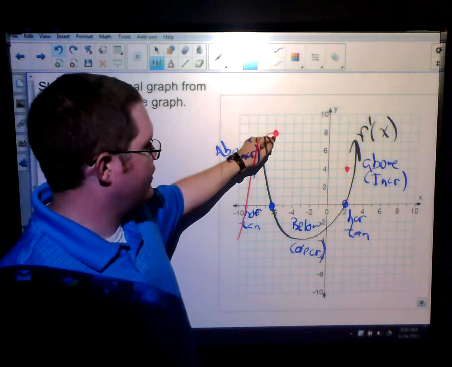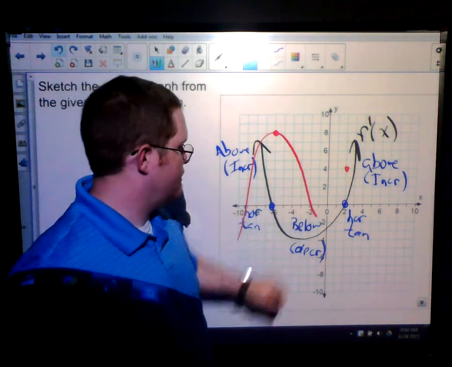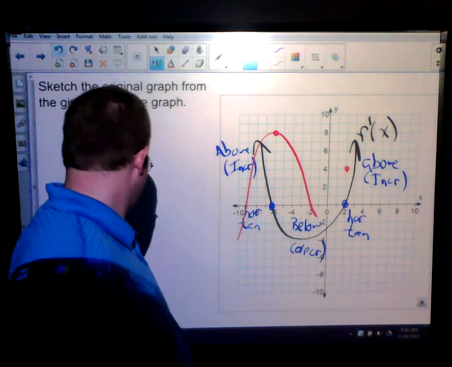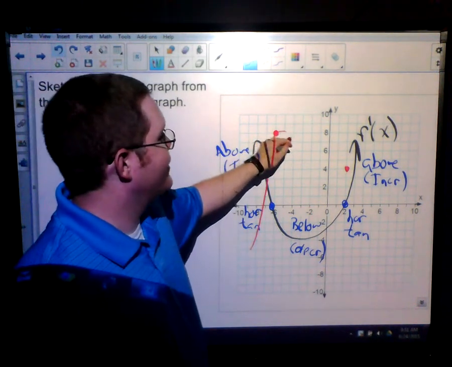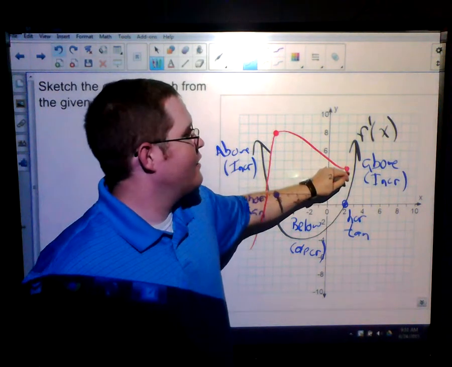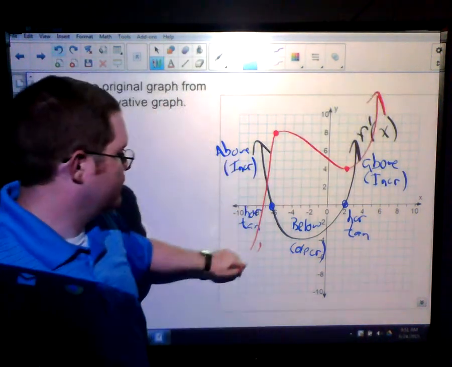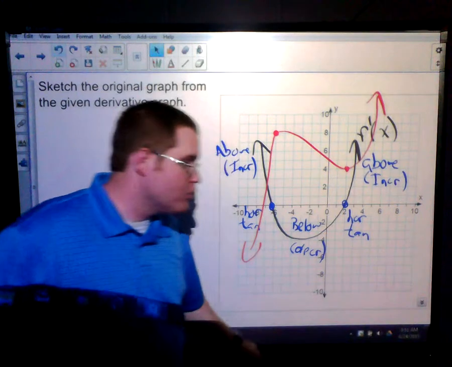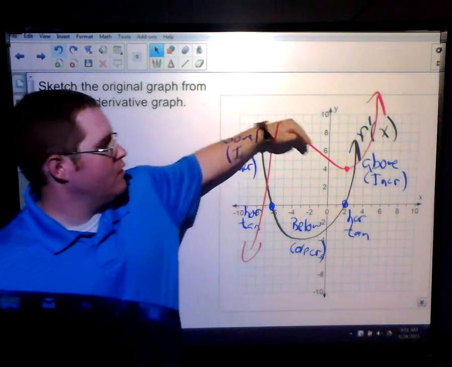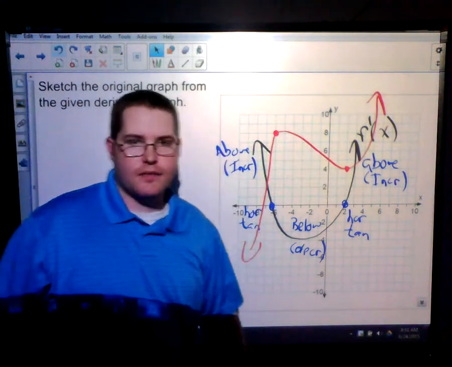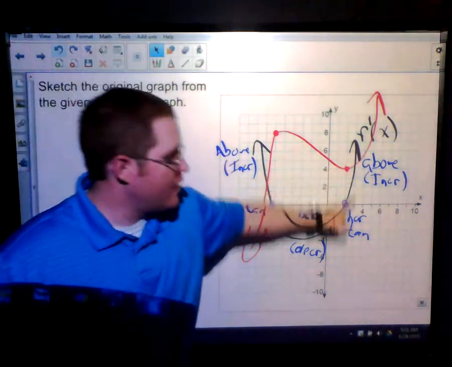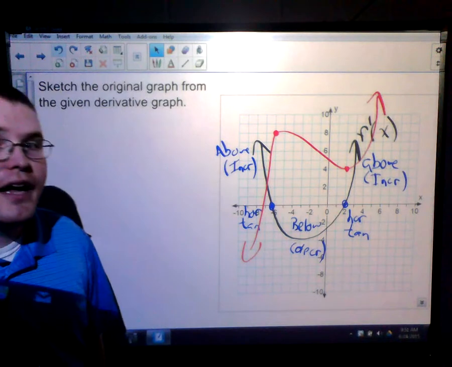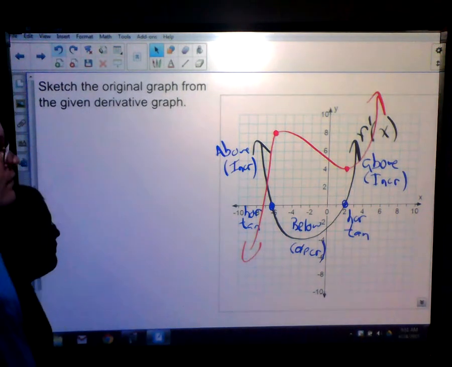Increasing, flat, decreasing, flat, increasing. Again, it doesn't matter how you draw it, as long as it's increasing, 0, decreasing, 0, increasing. You could have drawn it any way you wanted to. Maybe you want that point way up here and that point way down here. It's okay. It does not tell you how to draw it.